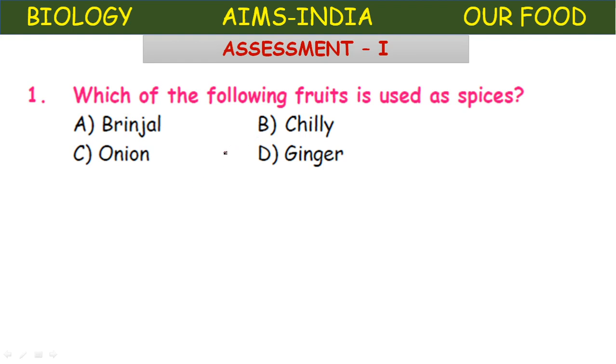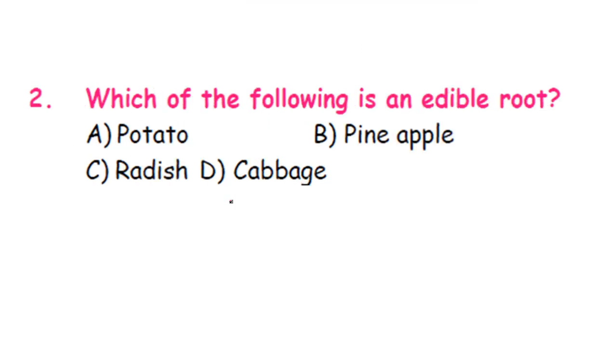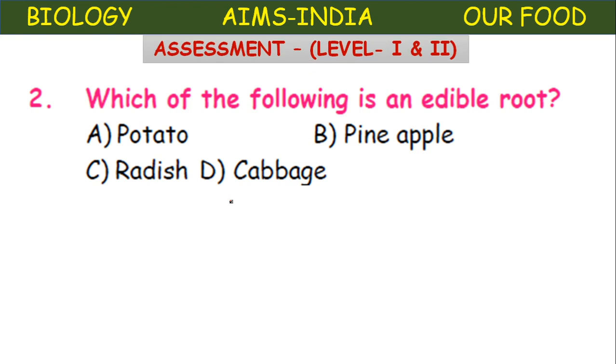Which of the following fruits is used as spices? Brinjal, chili, onion, ginger. Which is used as spice? Chili, red chili and green chili, which is used as a spice.